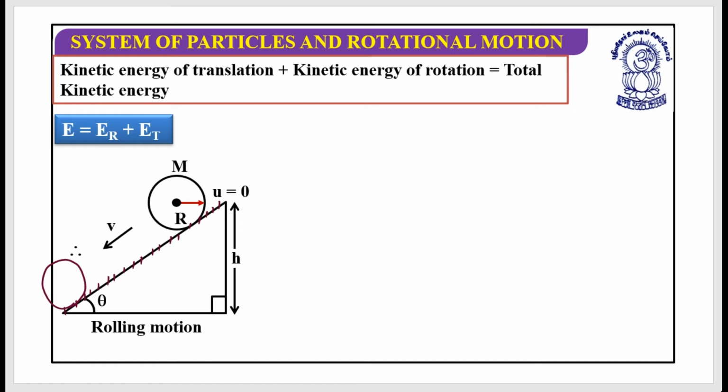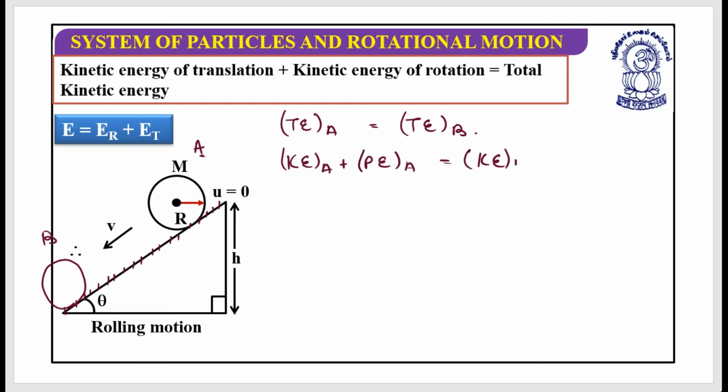So what could be done? What do you think? We can use energy conservation at two locations: this is my location A and this is my location B. Total energy at A should equal total energy at B. Total energy is kinetic energy plus potential energy, so kinetic energy at A plus potential energy at A equals kinetic energy at B plus potential energy at B. Kinetic energy at A is 0 because it has been released from rest, plus potential energy at A, which is mgh, taking this as the reference where h equals 0. That equals the kinetic energy at B.